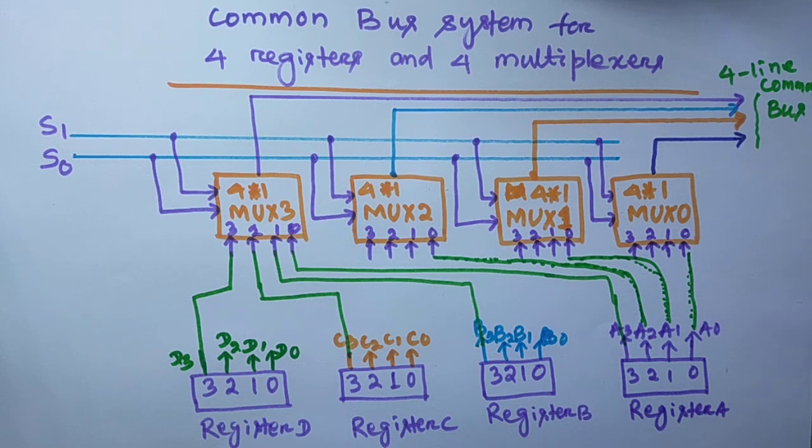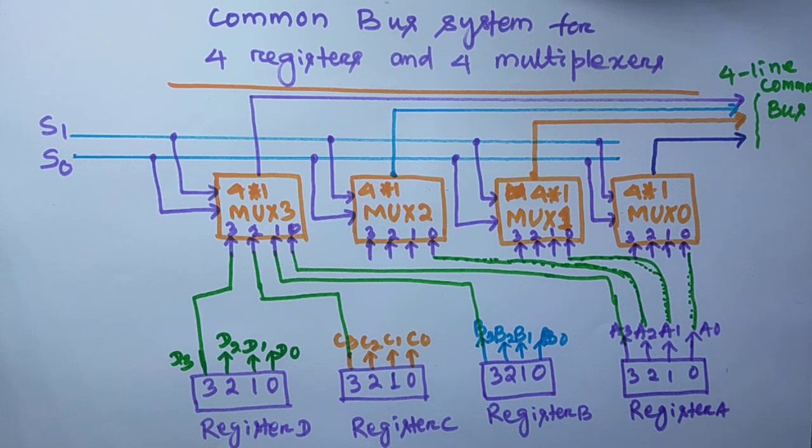Today I will discuss a new topic, that is the common bus system with 4 registers and 4 multiplexers. We can take other registers and other multiplexers for a common bus, but I just took these 4 registers and 4 multiplexers. That means how this common bus is created, through some common lines, that is 4 lines or any other number of lines, through those multiplexers. I will explain in a very easy way how the common bus is designed through 4 multiplexers and 4 registers.